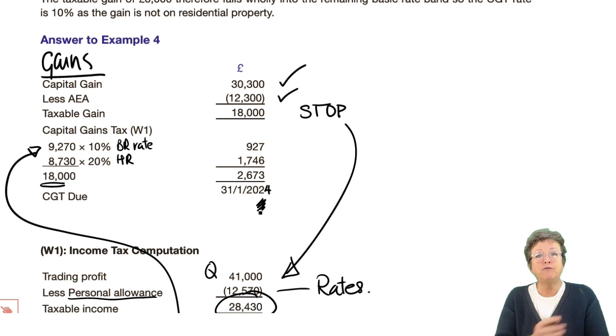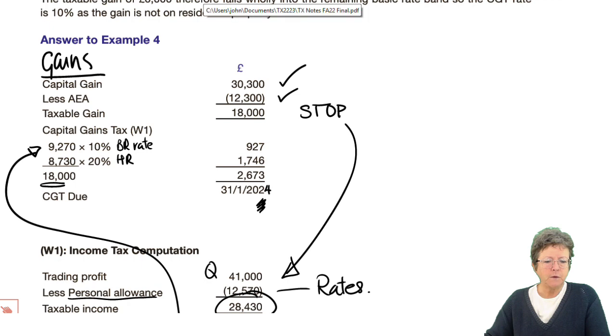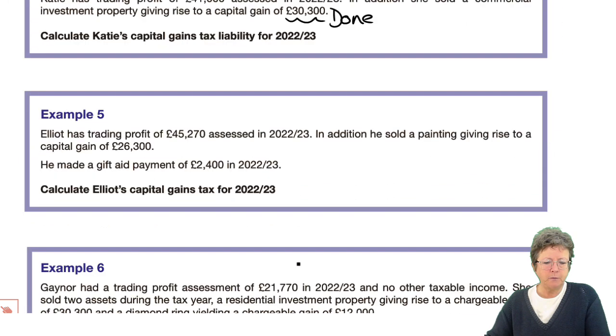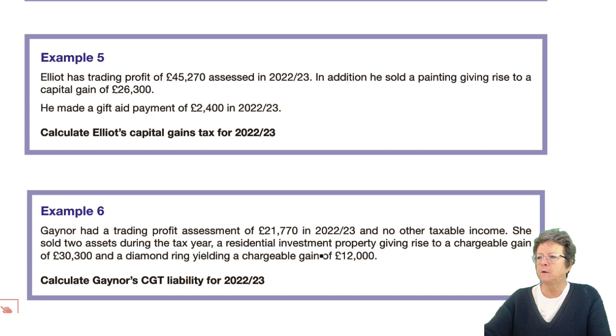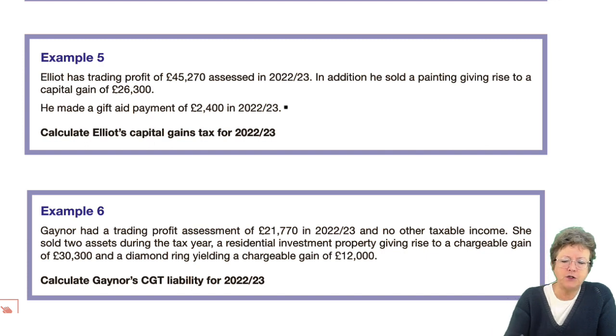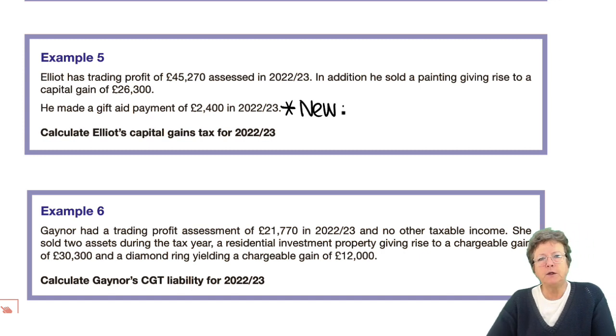When is it due? Always write down when it's due. You get half a mark extra for that one. Let's look at example number 5. Elliot has trade profits of 45,270. He sold a painting that gave rise to a capital gain of 26,300. Now this is new. If you've done the income tax chapters, you'll know what to do with that.